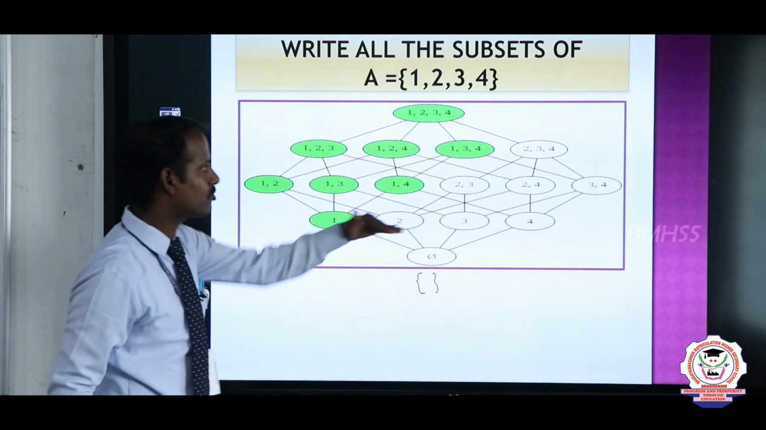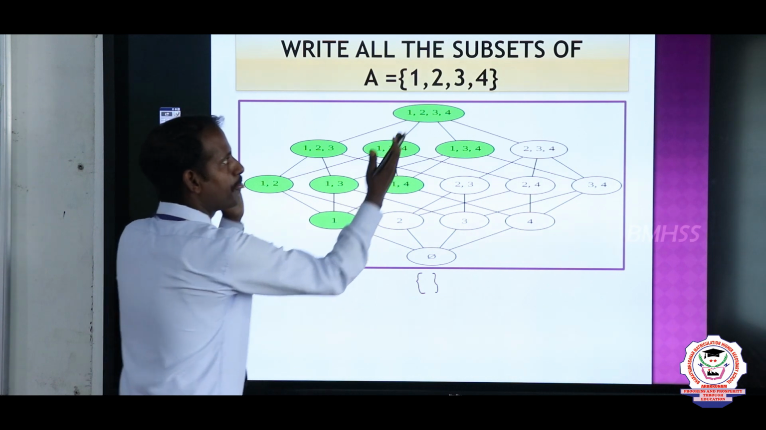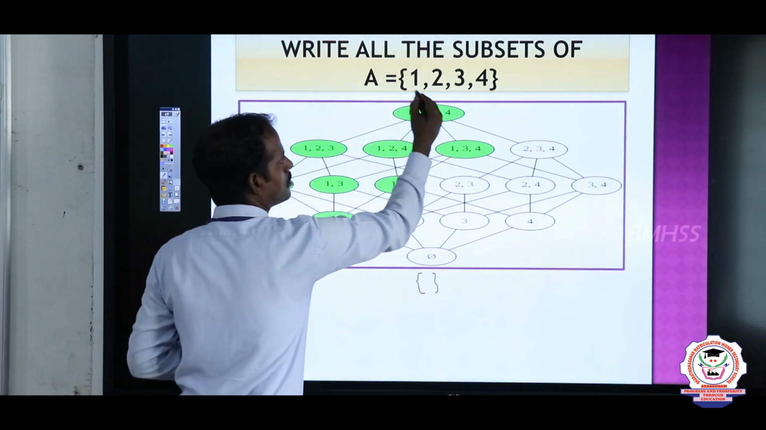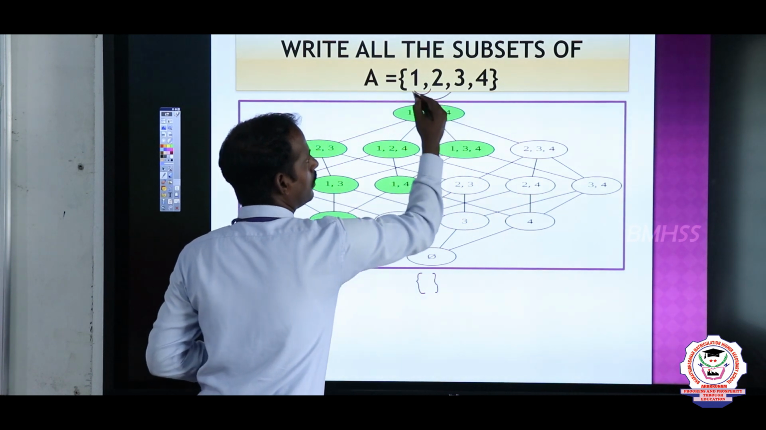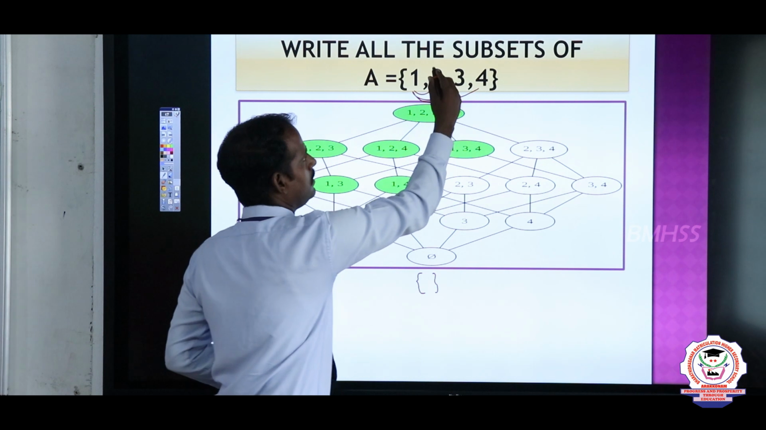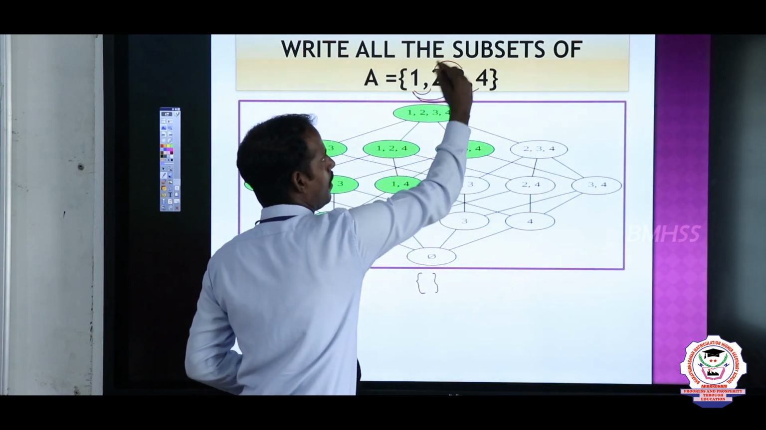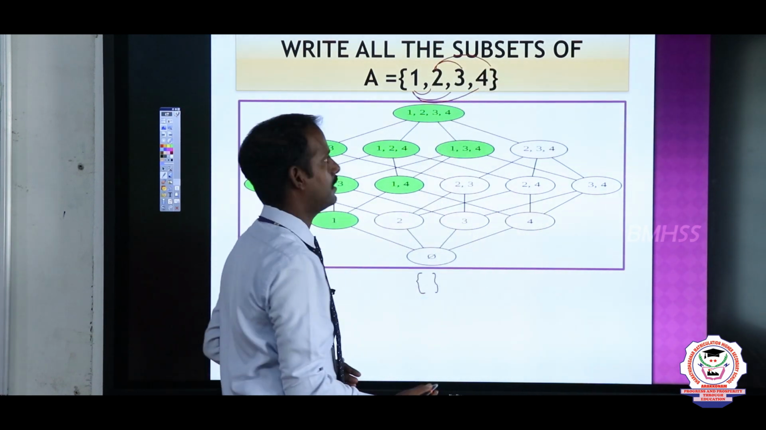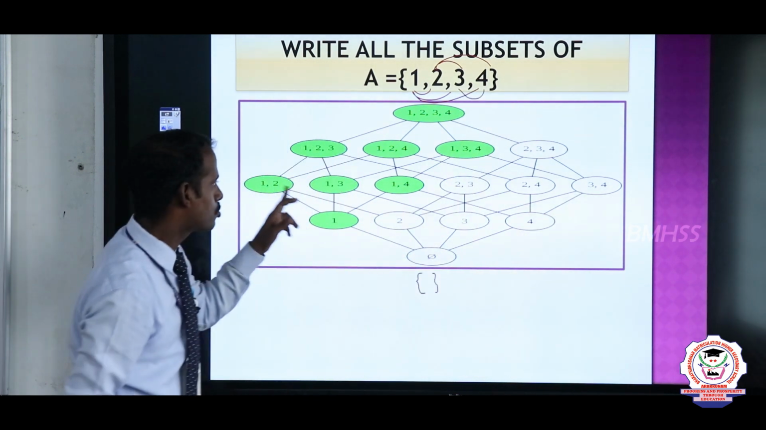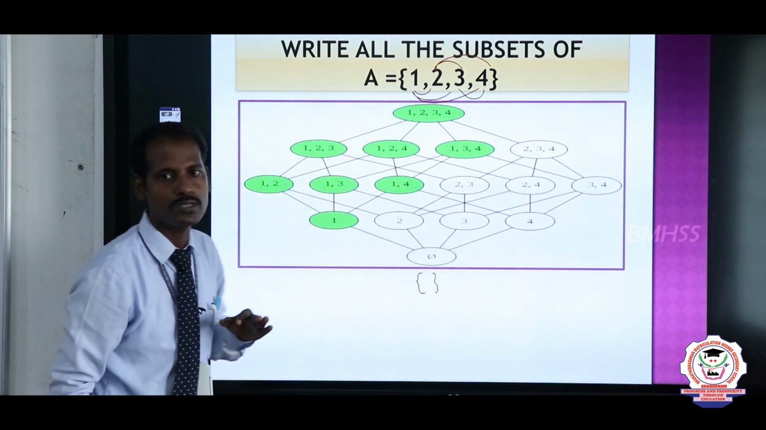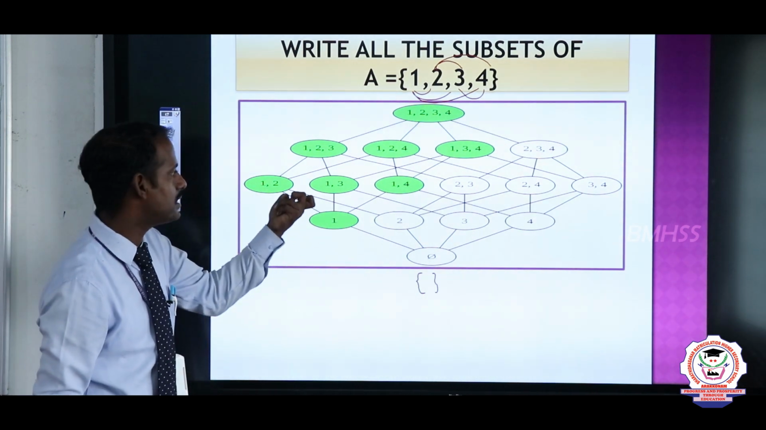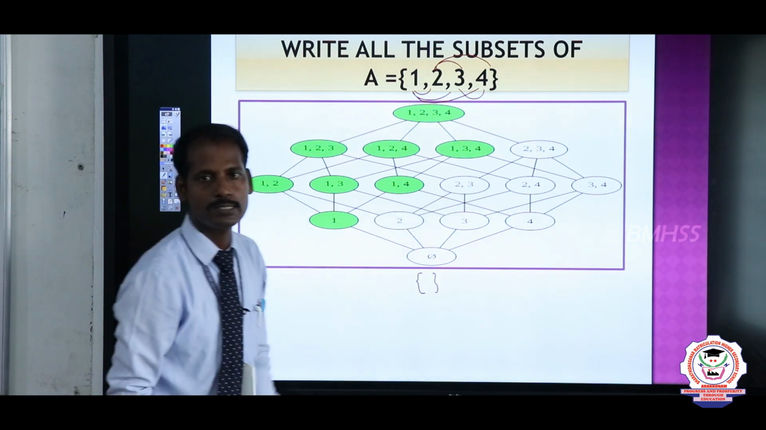So 1 is a single element, 2 is a single element, 3 is a single element, 4 is a single element. That is the second concept. Next you have to pair 2 elements. So {1, 2}, {1, 3}, {1, 4}. Next {2, 3}, {2, 4}. Next {3, 4}. So how many possibilities are there? 6 possibilities. So single-element subsets are 4, and two-element subsets are 6.